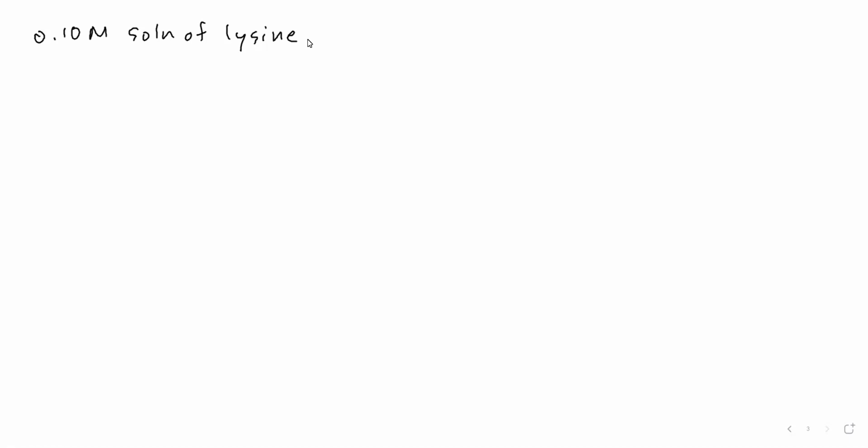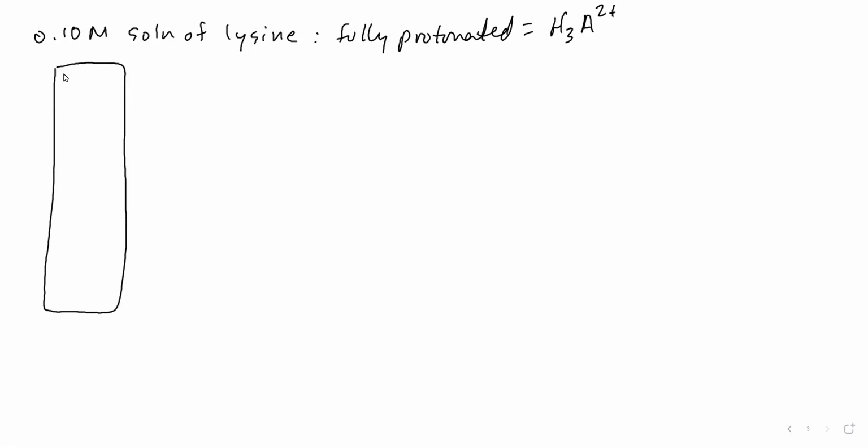And when we examine the structure and then look at the total number of positive charges on it, and the number of protons, we see that the fully protonated form can be abbreviated H3A2+. So now we can make the pKa diagram. And our 3 pKa's are 1.77, 9.07, 10.82.